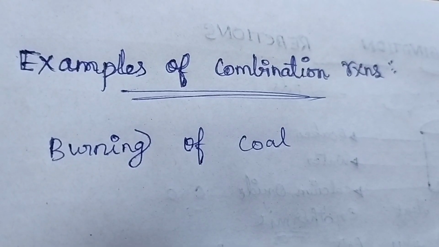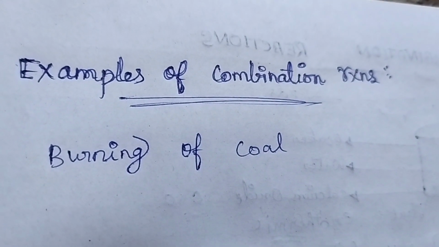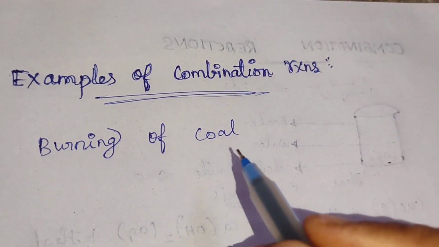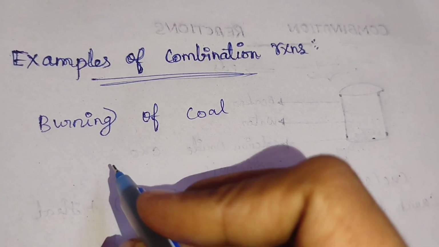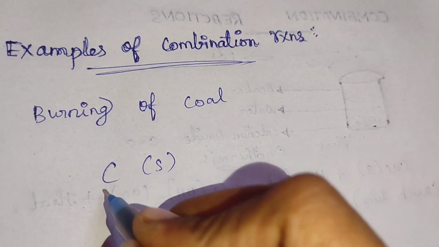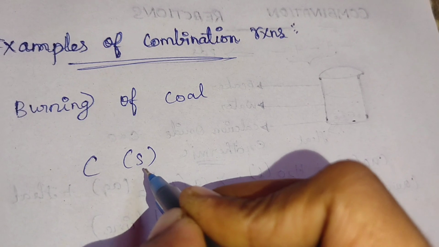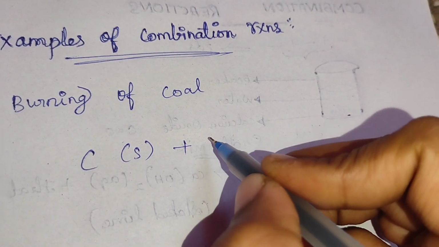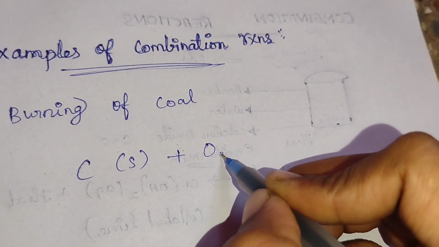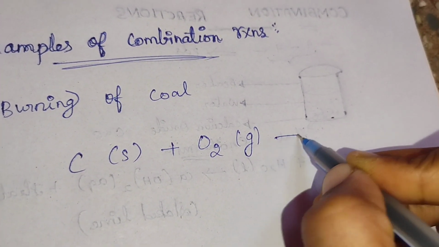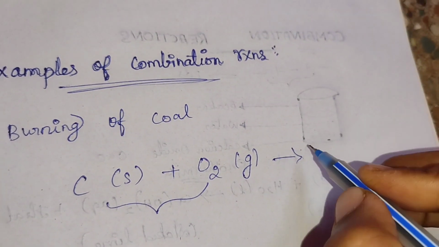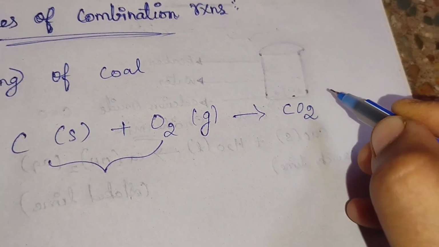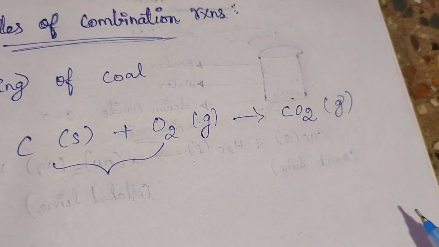Now we are going to see some examples of combination reactions. First example is burning of coal. For burning of coal, we are taking carbon, which is solid, carbon C. This is solid, so I am writing the solid symbol. Carbon is reacting with oxygen. What is the formula for oxygen? O2. It is a gas, so I am writing the gas symbol. Both are reacting with each other. Finally, this C and this O2 will form carbon dioxide gas. So this is an example of a combination reaction.